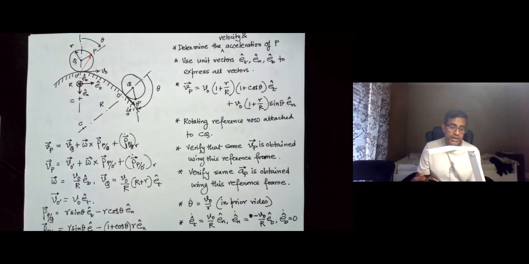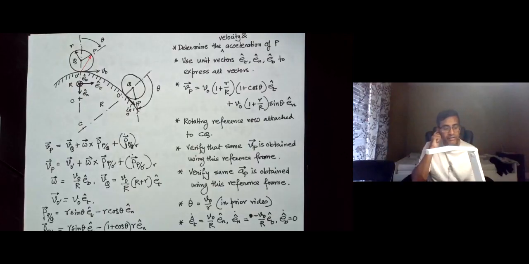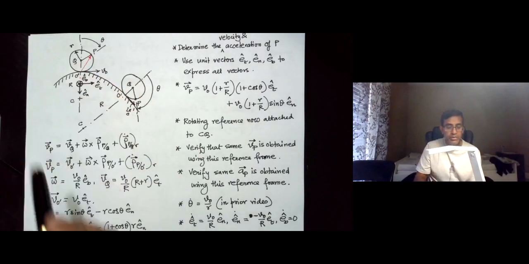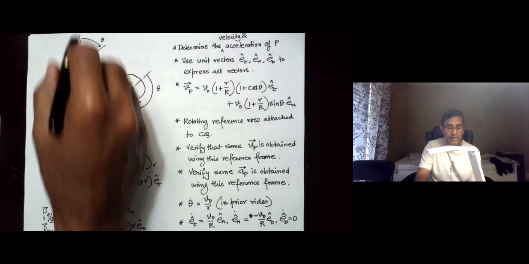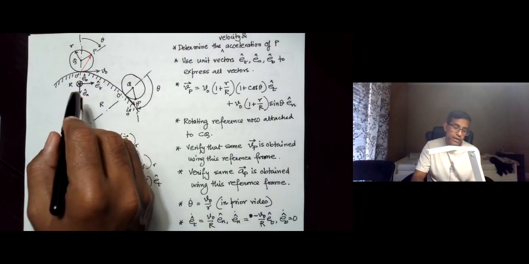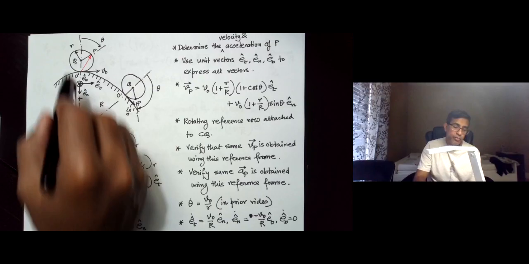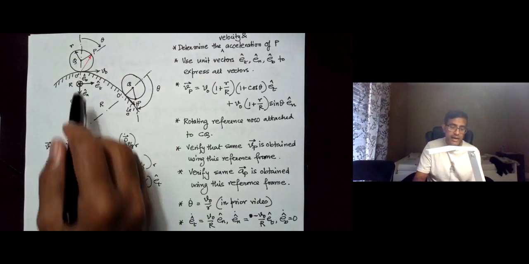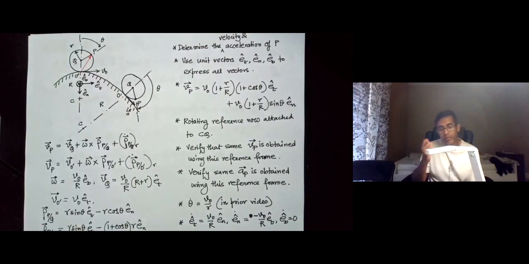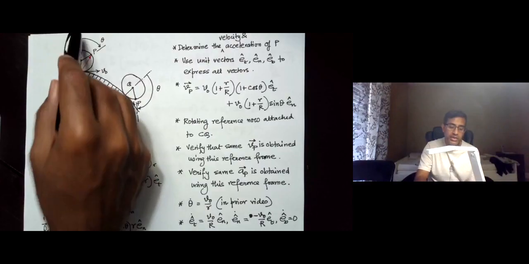Now the point P is an arbitrary point on the circumference of the disk, and at this instant QP, where Q is the center, is making an angle of theta with this line. Now this line is the line joining the instantaneous center of curvature of the path with the center of the disk, and that line passes through the point O prime. So the angle theta is made by QP with that line.